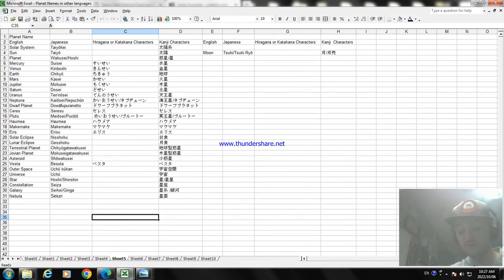Now we're getting to the next language, which will be Japanese. Ceresu is how to say Ceres in Japanese. Now Vesta. Besuda is how to say Vesta in Japanese.